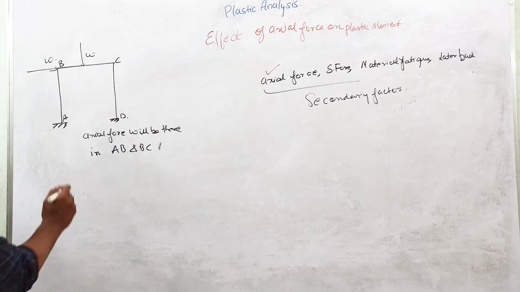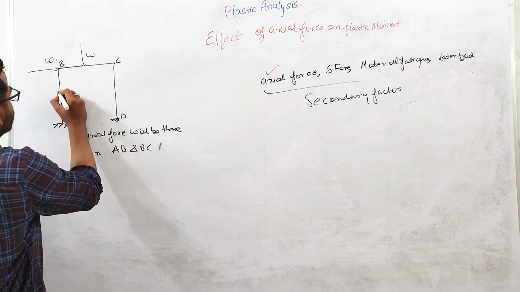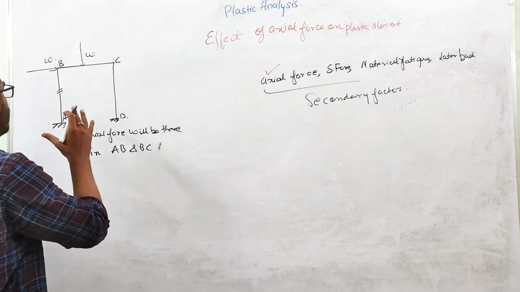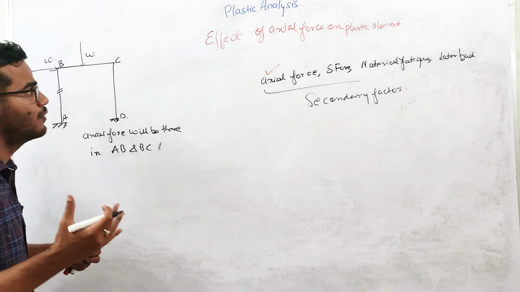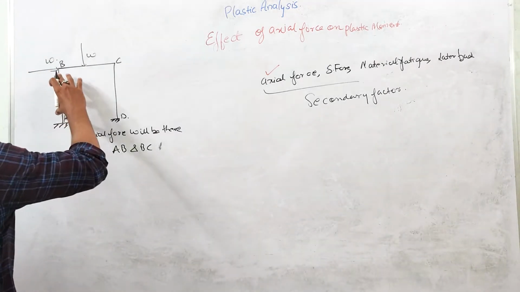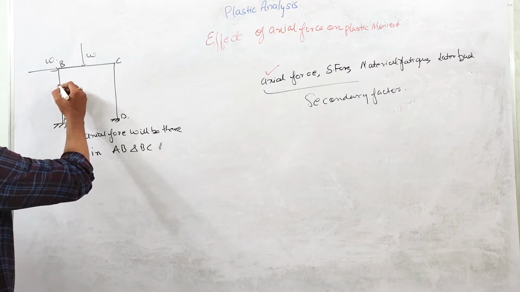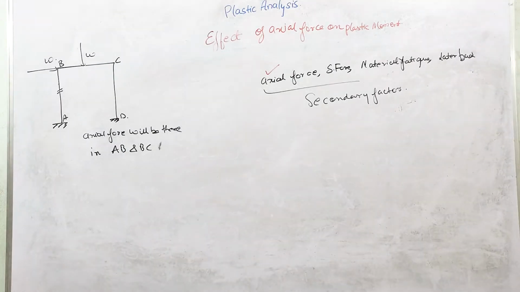Now in this lecture we will take this column AB and check the effect of axial force on the moment capacity of the cross section of this column AB.